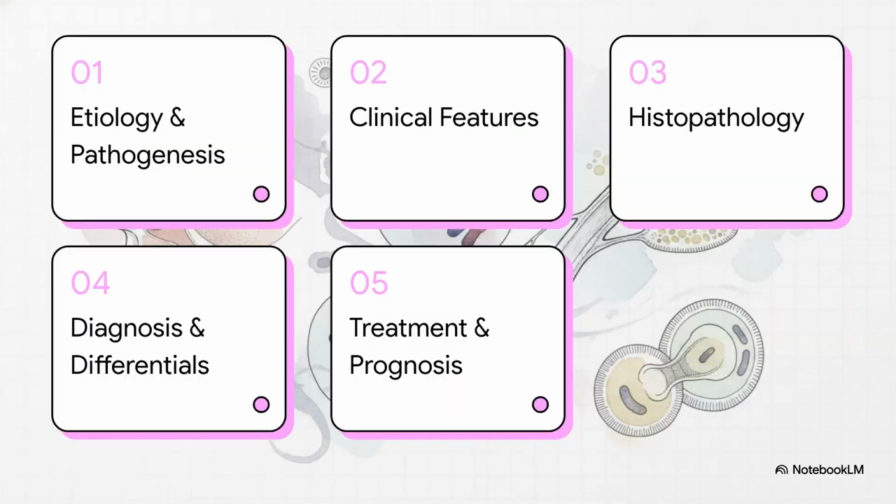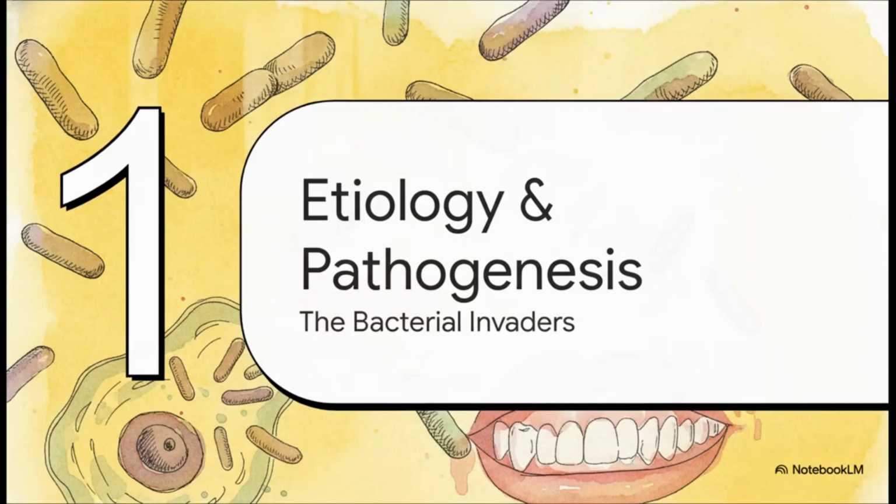Here's our quick game plan for today. First, etiology and pathogenesis. Second, clinical features. Third, histopathology under the microscope. Fourth, diagnosis and differentials. And finally, number 5, treatment and prognosis. Section 1. Etiology and pathogenesis, the bacterial invaders.